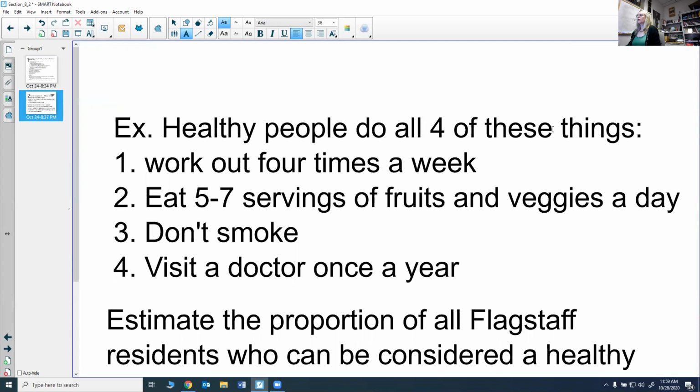Healthy people do all four of these things. They work out 4 times a week. They eat 5 to 7 servings of fruit and vegetables a day. They don't smoke, and they visit a doctor once a year.